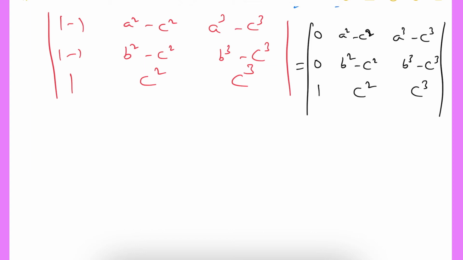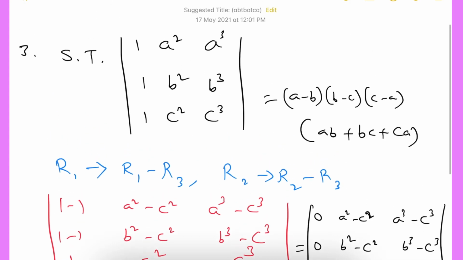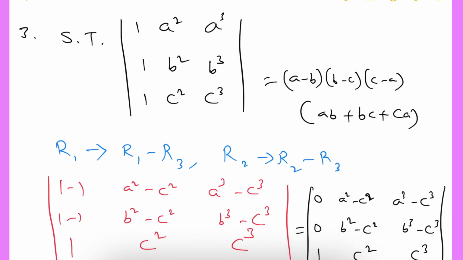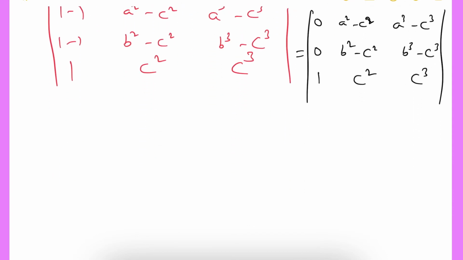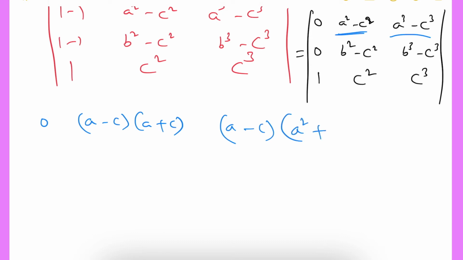Now in the RHS, if we observe clearly, we want a minus b into b minus c into c minus a. So to get those factors, in the first row as well as in the second row, some modifications I will do. First element 0 as it is. Second element we have a square minus c square. That a square minus c square can be written as a minus c into a plus c. Next, the a cube minus c cube formula is a minus c into a square plus c square plus ac.